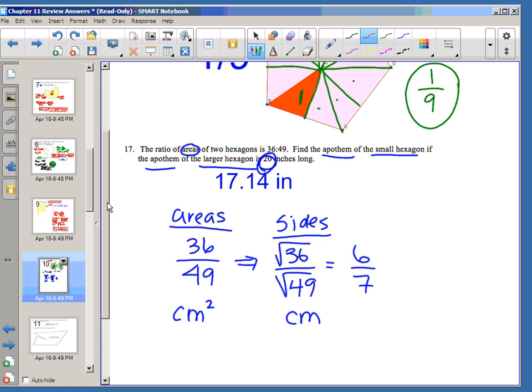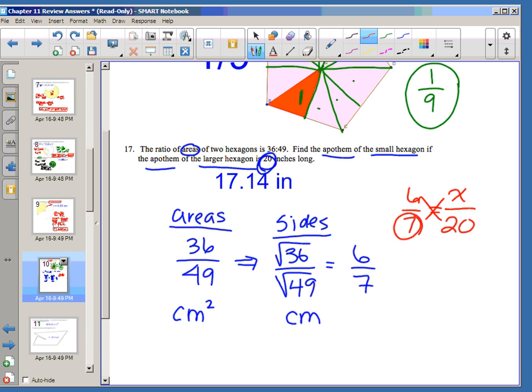My proportion is going to start with 6 over 7. And I know that the larger apothem is 20. Well, notice 7 is the larger number, so that means my larger number is going to go on the bottom. And I'm trying to find the apothem for the smaller one. So I set up my proportion as 6 over 7, which is the ratio of the sides. 20 is my actual value for the sides. I'm trying to find the actual value for the other apothem, the small one.